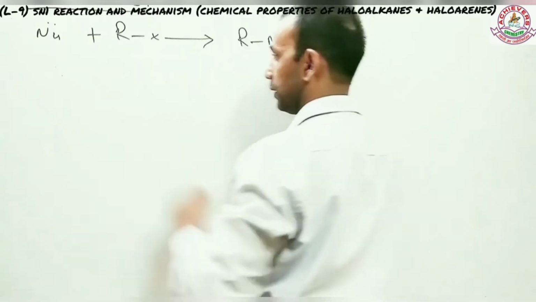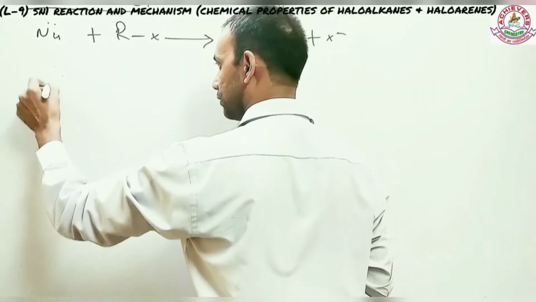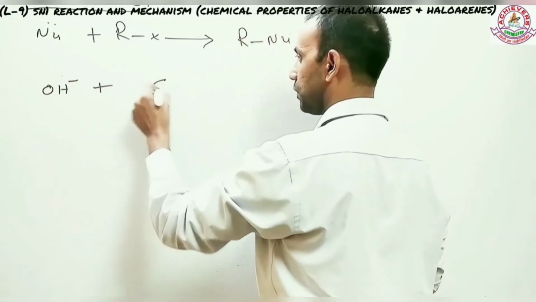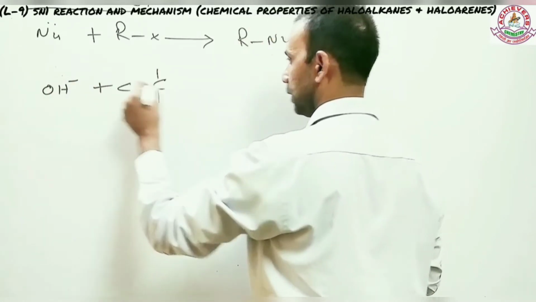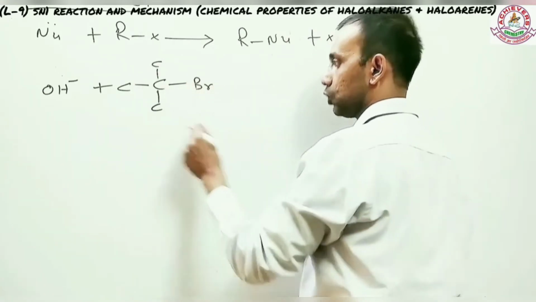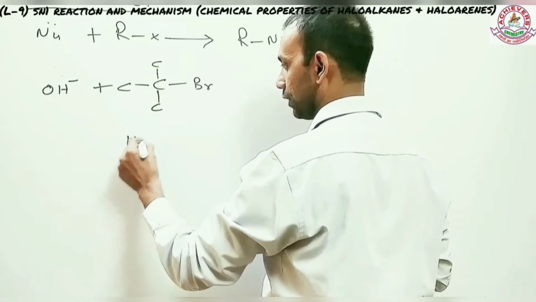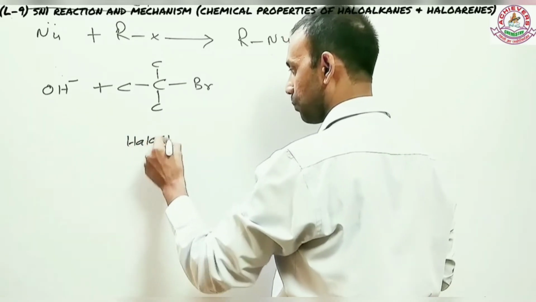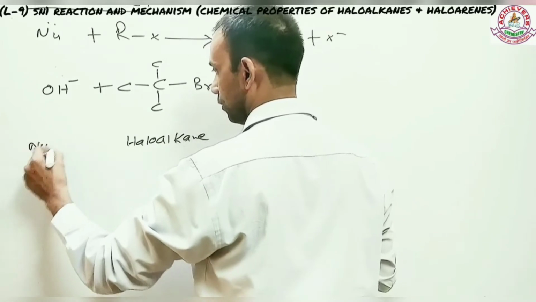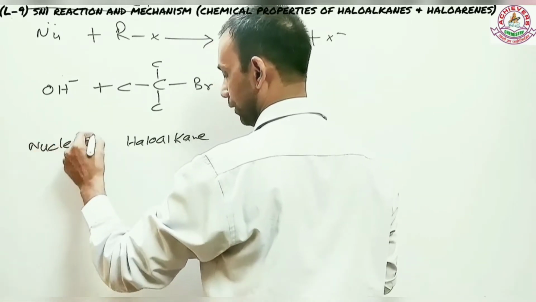I hope you understand. This is a nucleophile here. The nucleophile is OH, and it reacts with tert-butyl bromide. This is tert-butyl bromide, so this is your haloalkane. In case you have a problem, this is the haloalkane, and there is your nucleophile.